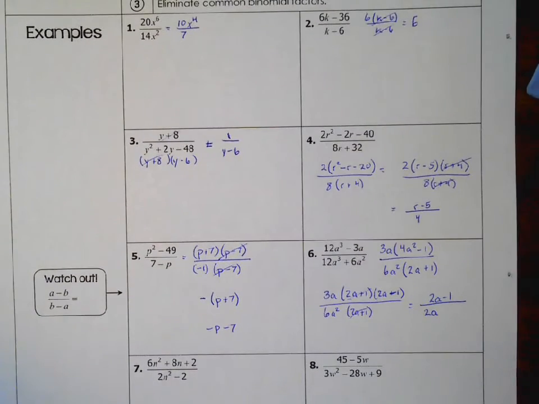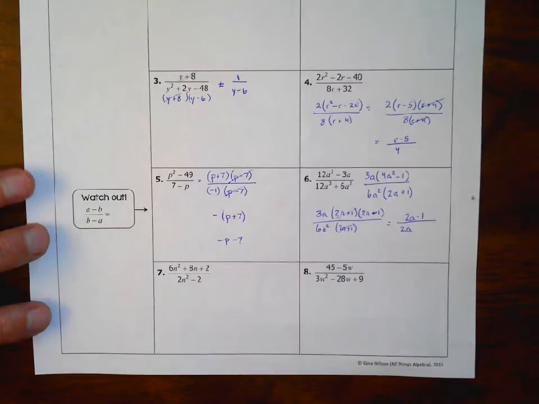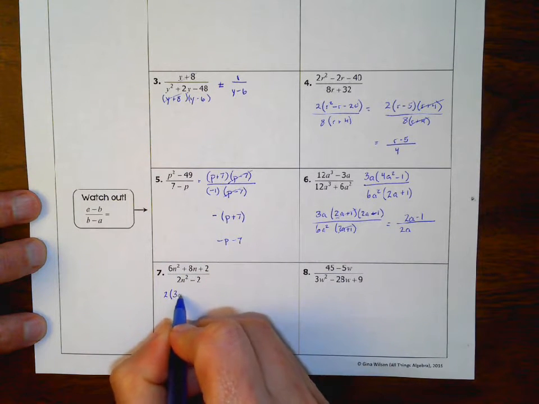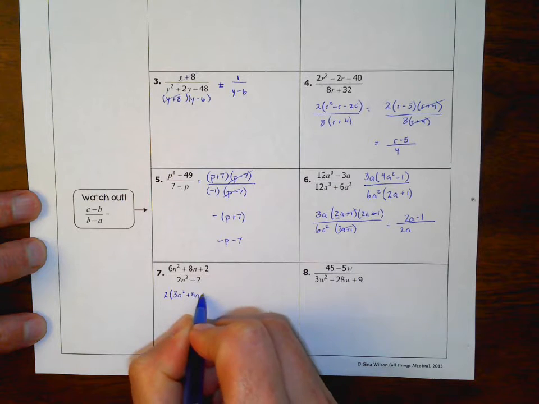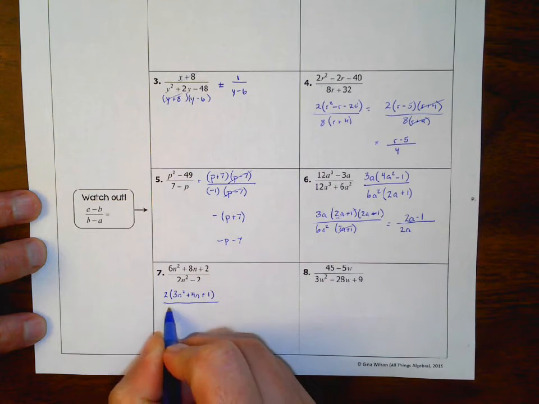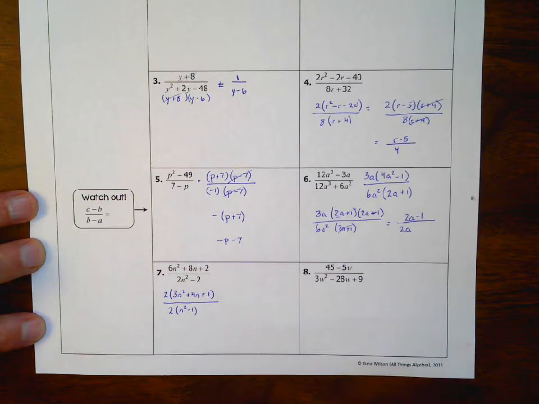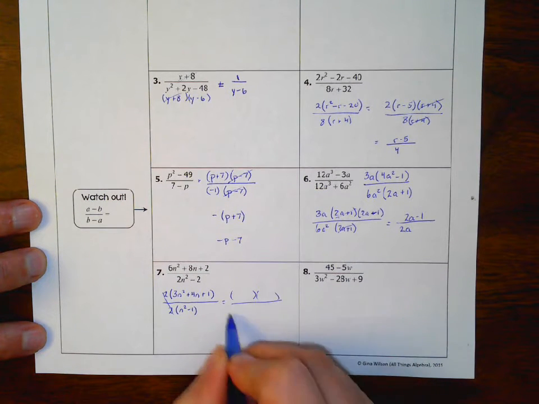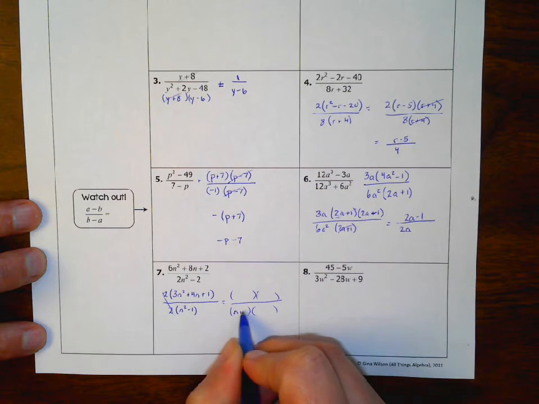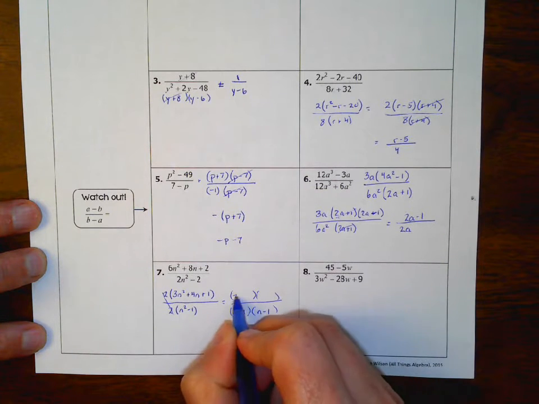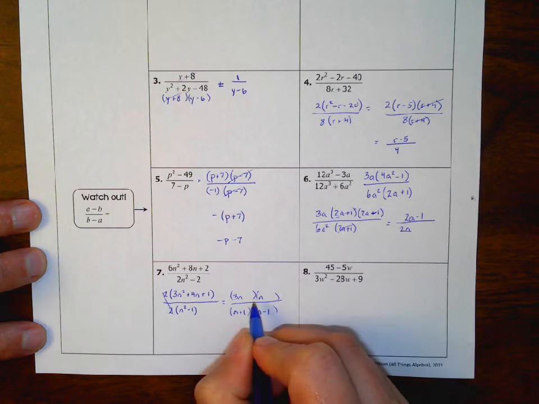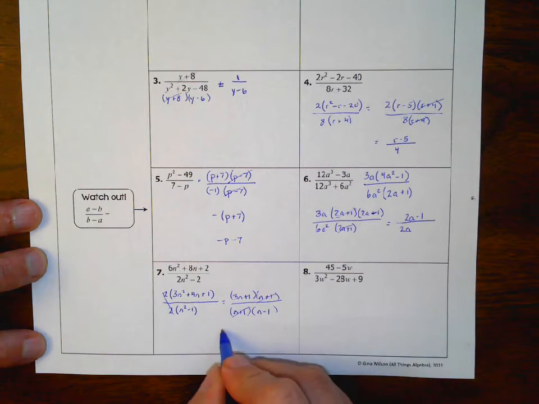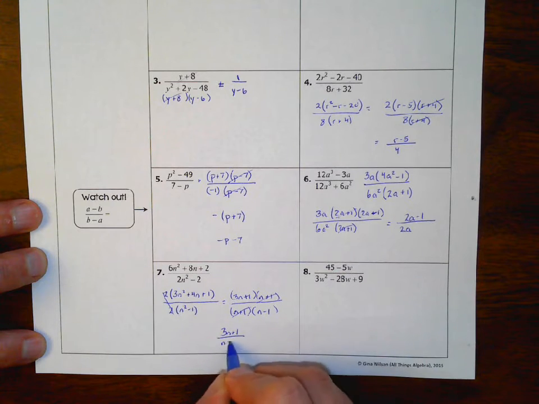Okay, number 7. On the top here, I would factor out a 2 first. On the bottom, I'd factor a 2. Okay, so the 2's will cancel, and we can keep factoring stuff here. This is n plus 1 and n minus 1. It'd be 3n and n. We need 4 as plus 1 and plus 1, so 3 and 1. Okay, those will cancel. 3n plus 1 over n minus 1.